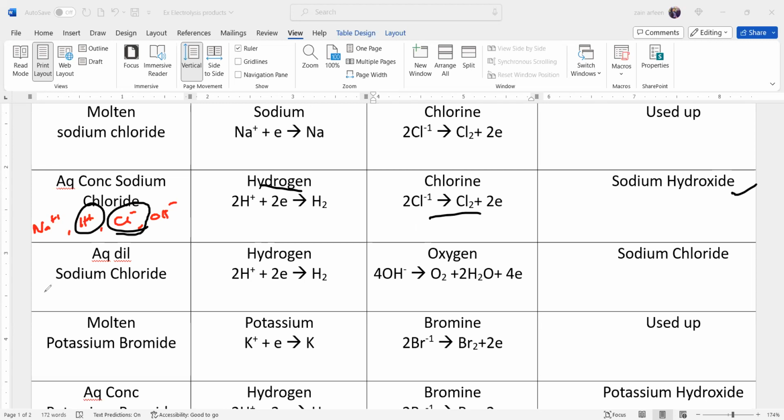Aqueous dilute: if we have the same solution but a dilute one, hydrogen ions, H+ ions, are there, and because it's a dilute solution, hydroxide ion is more, so this will discharge. Four hydroxide ions will give up oxygen, 2 water molecules, and 4 electrons. And what happened to the electrolyte? The electrolyte is turned into sodium chloride; you can mention concentrated because the water is being removed.